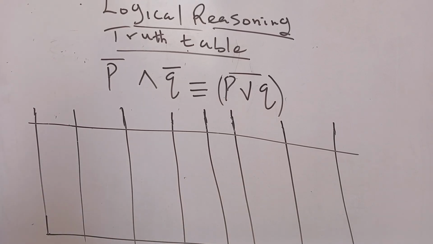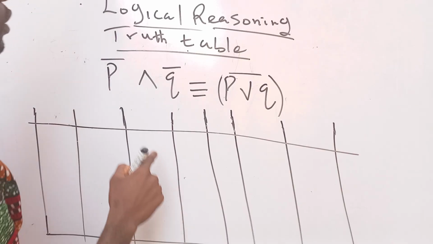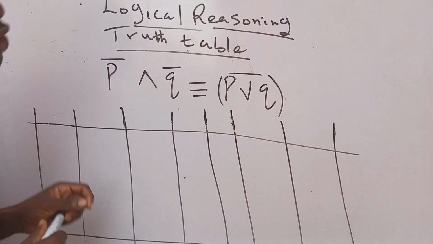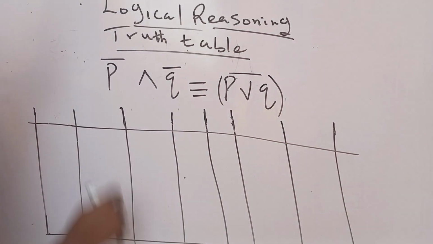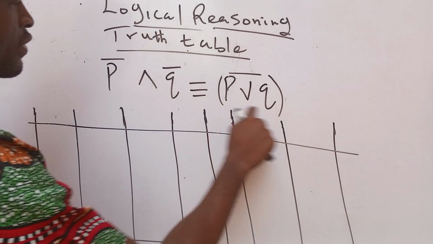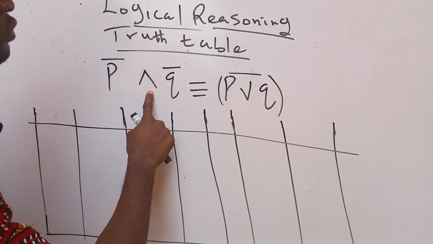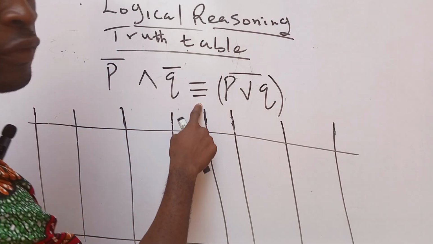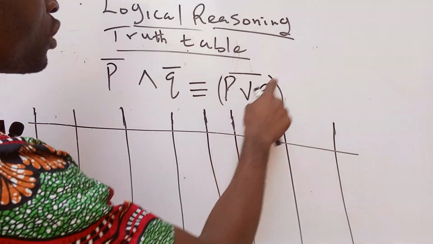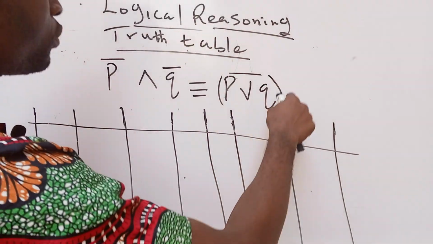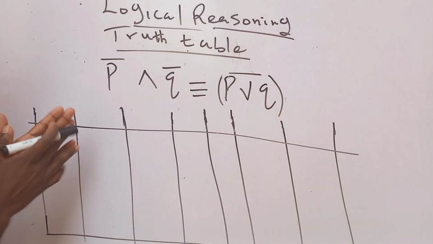Okay, hello friends. Today we are going to look at logical reasoning, and the aspect of logical reasoning we are going to consider is called the truth table. So we're going to prepare a truth table for this: bracket open P, conjunction, not Q, is equivalent to bracket open P disjunction, not P disjunction Q. So how do we prepare a truth table for this problem?